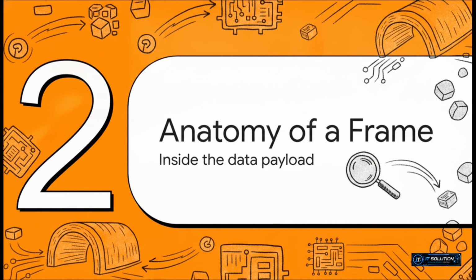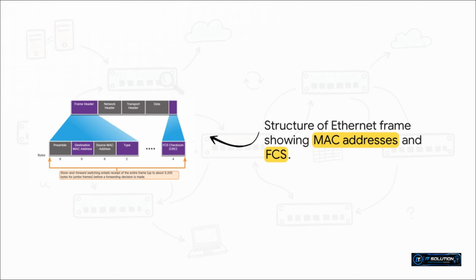Moving right along to section 2, anatomy of a frame. And this brilliantly illustrates the essential components tucked inside that data payload. When a device wants to send an IP packet, it encapsulates it inside this layer 2 Ethernet frame. Notice the front of the frame here. Right after the preamble, we've got the destination MAC address, followed immediately by the source MAC address. This is absolutely crucial sorting information. The switch reads this header first.